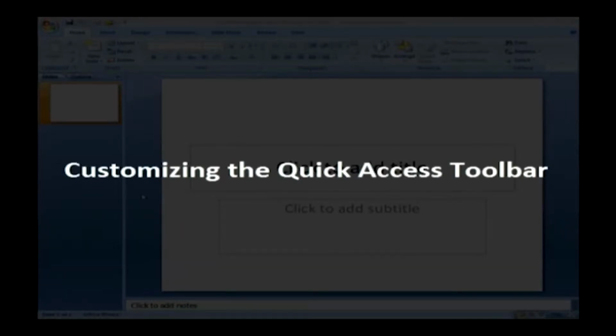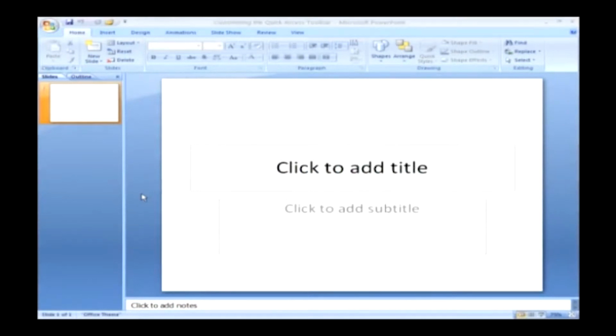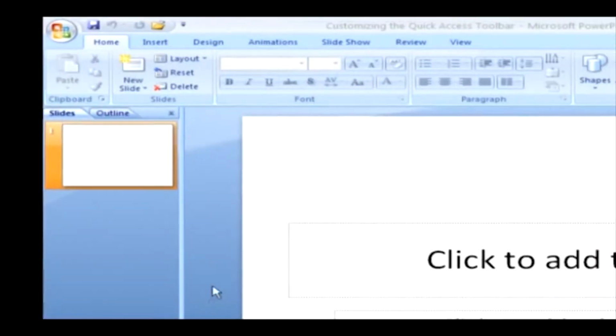Customizing the Quick Access Toolbar. The Quick Access Toolbar plays an important role for accessing frequently used commands. This is a new feature of Office 2007. The Quick Access Toolbar is placed in the title bar.